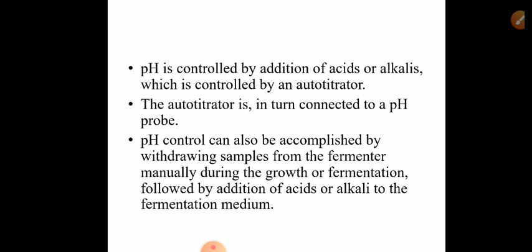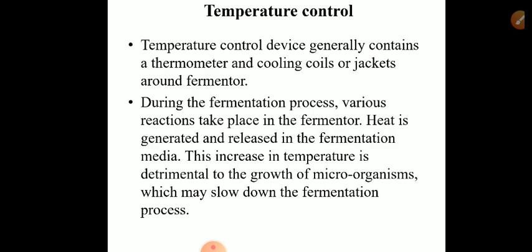Now, pH control can also be accomplished by withdrawing samples from the fermenter manually during the course of the fermentation, and after manual collection the pH is checked, and if there is any change in the pH, acid or alkali is added to control the pH. So all in all, pH control device checks the pH, controls the pH to the optimum to get good yield of product by adding acid or alkali.